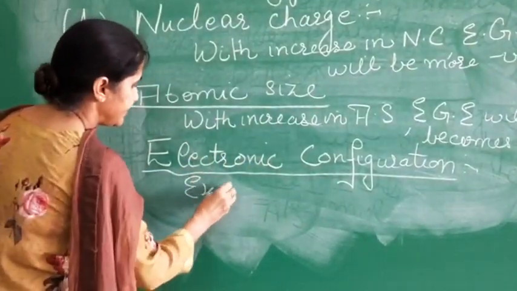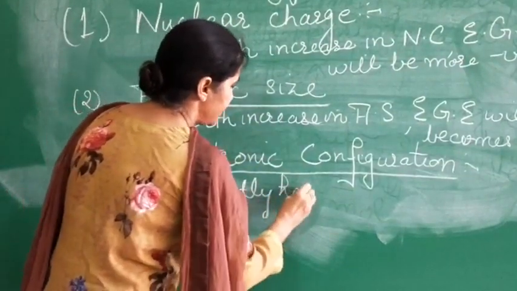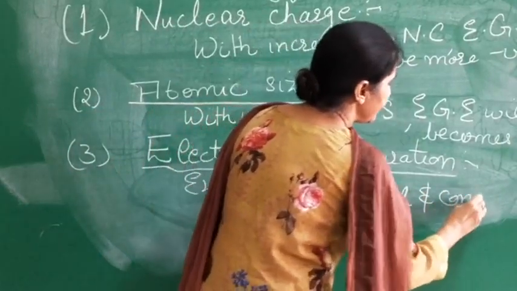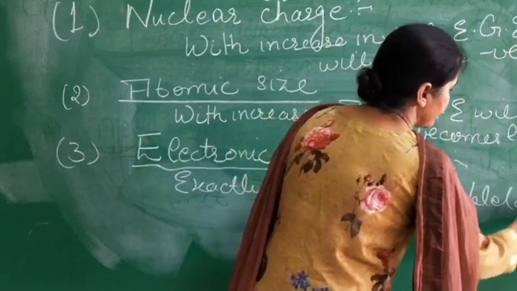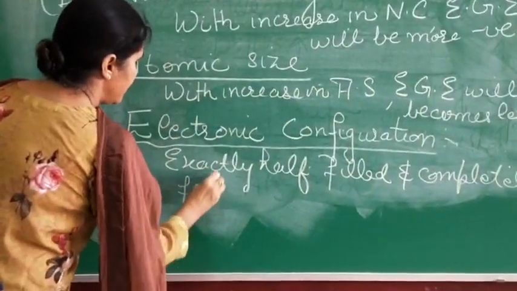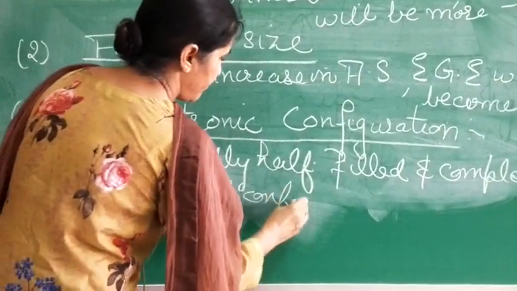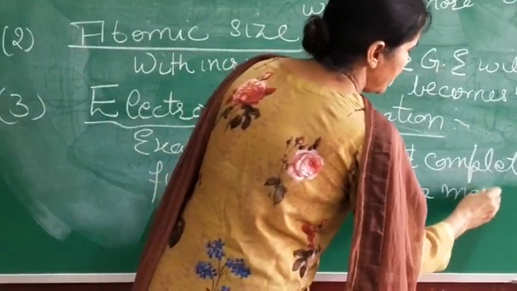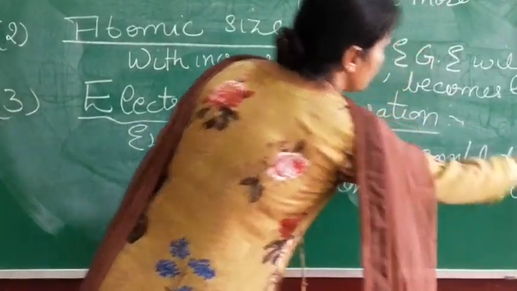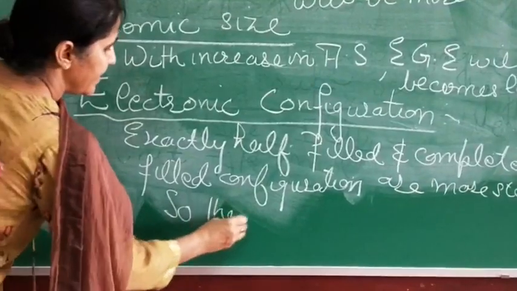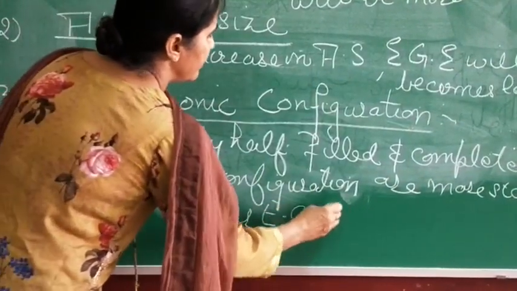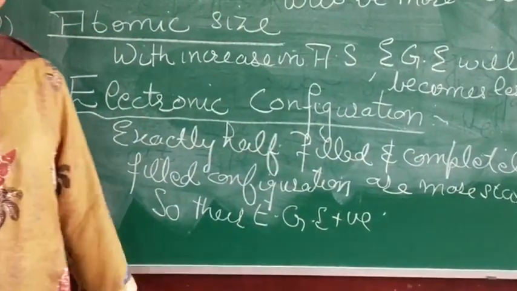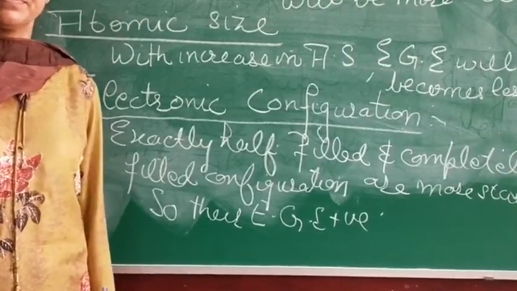So exactly half filled and completely filled configurations are more stable, so their electron gain enthalpy will be positive in order to overcome the repulsive force if we have to enter an electron in them.